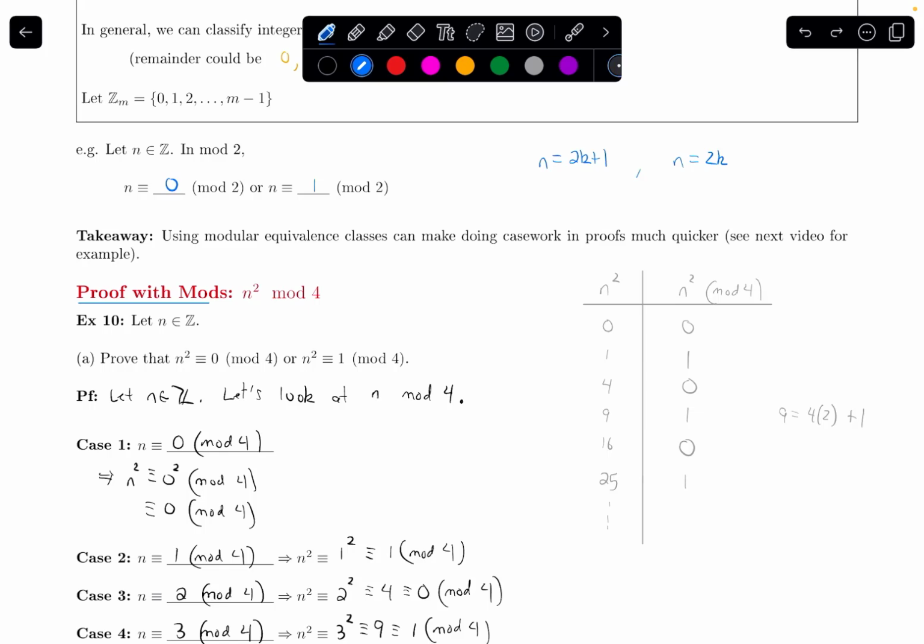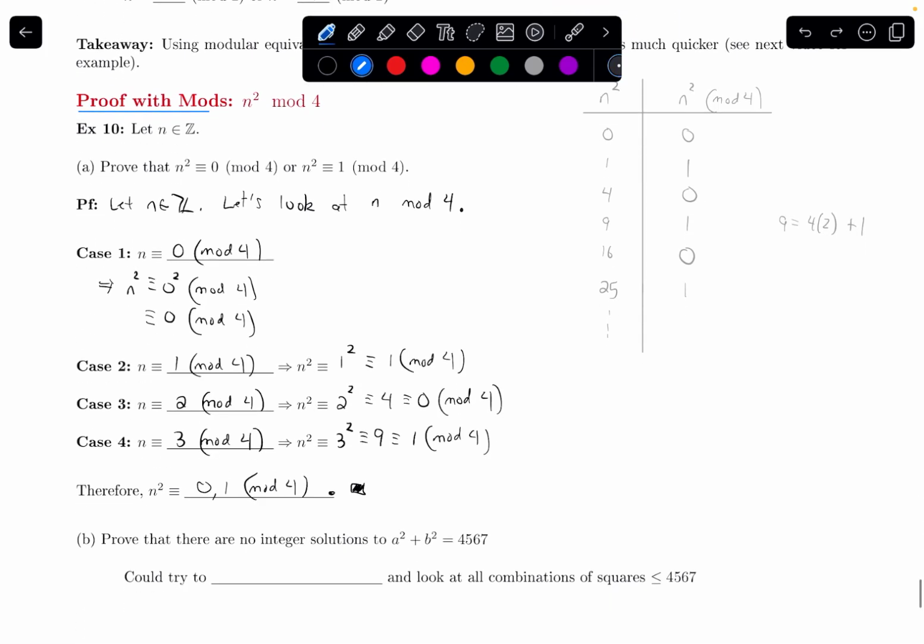Okay, all right, let's do part B of this example. So here's an application of why a result like this might be relevant. That the only possible remainders when you divide a perfect square by 4 are either 0 or 1. So the problem says prove there are no integer solutions to a squared plus b squared being equal to 4,567. Okay, so I want to show that there's no positive integer solutions to that equation.